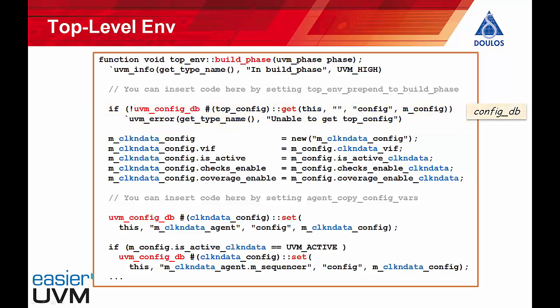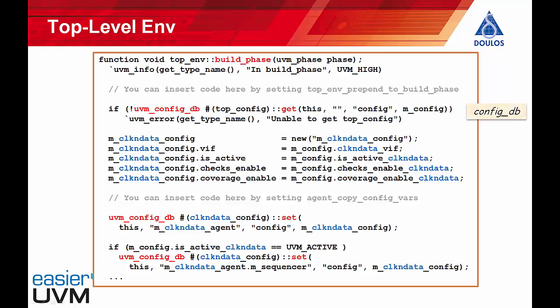Then in the top-level env, we're going to create configuration objects for each of the agents. In this case, we're creating a configuration object for the clock and data agent. And then we're copying the relevant parameters from the top-level configuration object into the configuration objects for all of the individual agents. In this particular example, we've only got a single agent, so there's only one agent's configuration object to create and set up. But if you run the code generator with a number of agents, then you're going to see multiple lower-level configuration objects being created here.